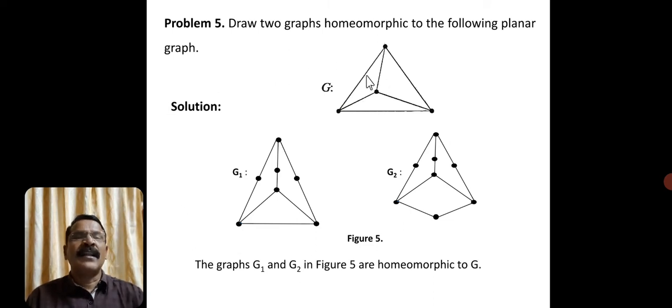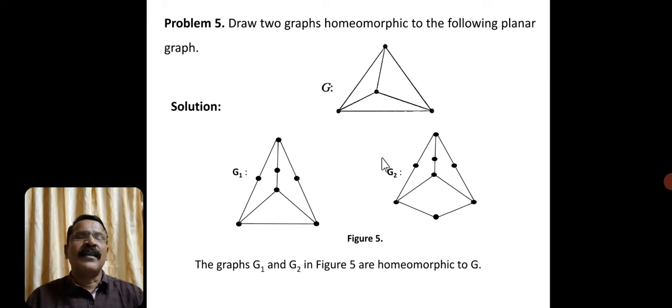So if this is the graph, the same graph we can consider. You may insert a vertex of degree 2 between the edges. Or you can say we have deleted this edge, introduced a new vertex, and joined the end vertices of that edge. Like that you can introduce a vertex of degree 2 between the edges. So this is one graph which is homeomorphic with the graph G.